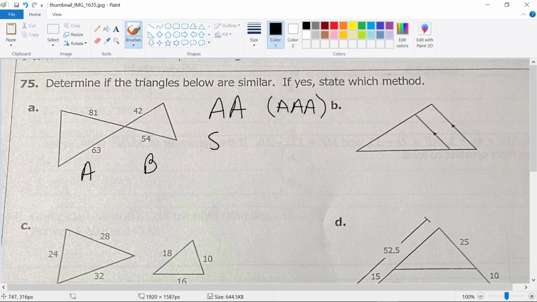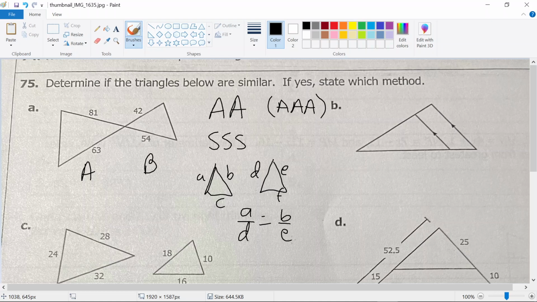Another way is if all the sides are in a ratio. So in other words, here's triangle ABC, and here's triangle DEF. If A to D equals B to E equals C to F, then those are similar triangles, or "similar," as my friend would say.